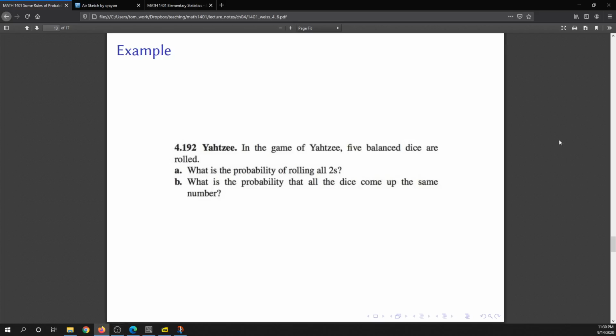All right, in this video, we're going to work through problem 4.192 from our book. It says, in the game of Yahtzee, 5 balanced dice are rolled. A, what is the probability of rolling all twos?